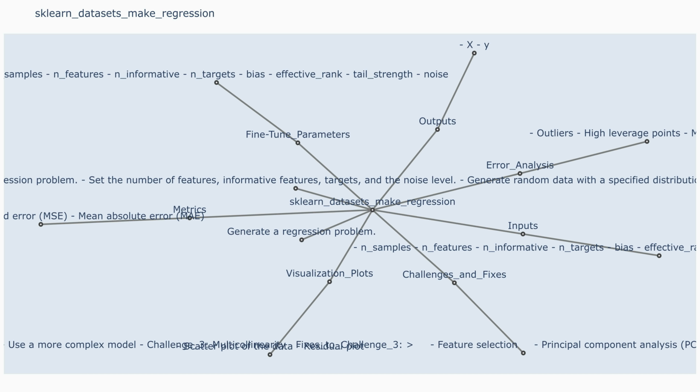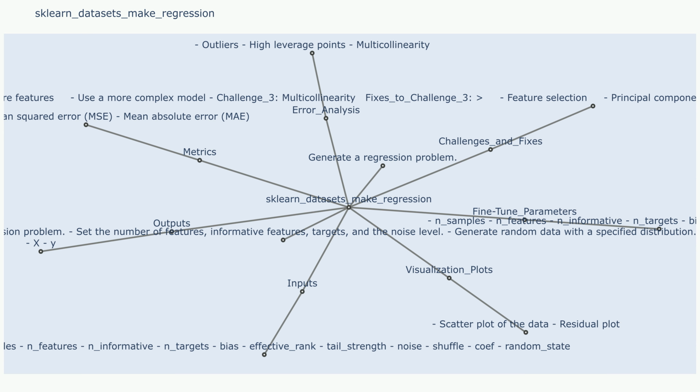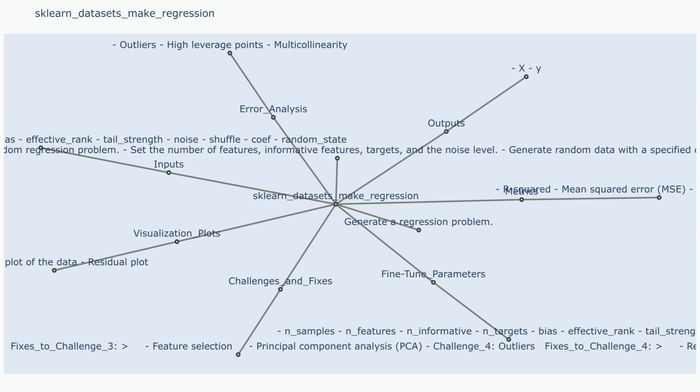sklearn datasets make regression. Description. This function generates a synthetic regression dataset with a specified number of samples, features, and target values. It provides a controlled environment for testing and developing regression models. Inputs. N samples, the number of samples to generate. N features, the number of features for each sample. N informative, the number of features that are actually used to generate the target values. N targets, the number of target values to generate. Bias, the bias term added to the generated target values.